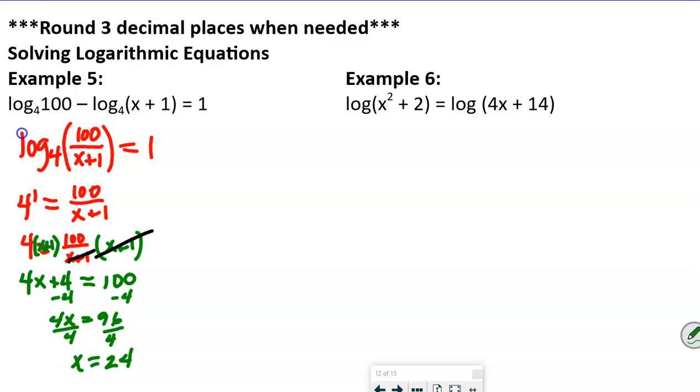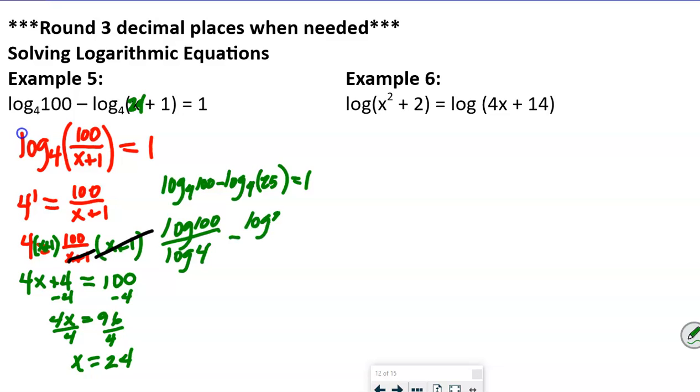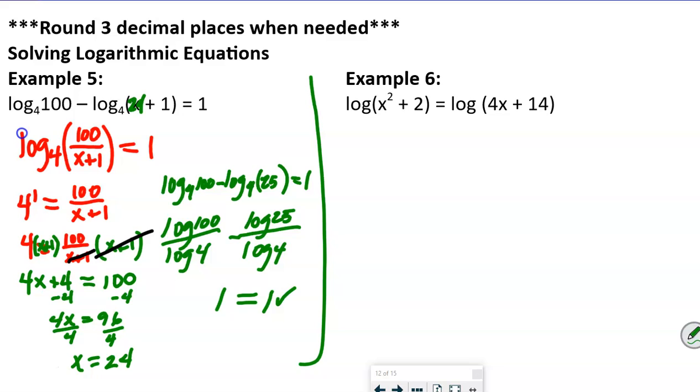So once again, we're going to check this. So we got the log base 4 of 100 minus the log base 4 of 24 plus 1, which is 25, right? And that equals 1. You can do that in your calculator by doing log of 100 divided by log of 4 minus log of 25 over log of 4, and that does equal 1. So 1 does equal 1, okay? So remember, you always got to check these.